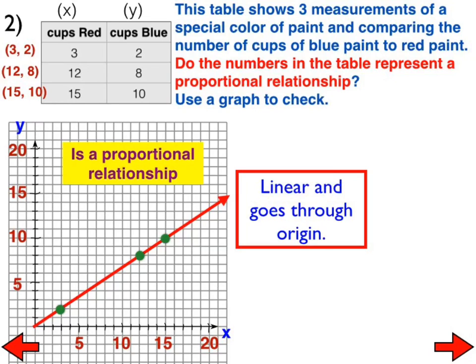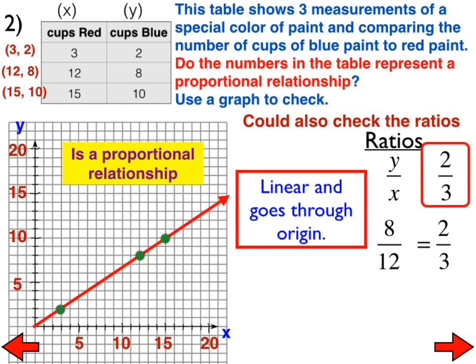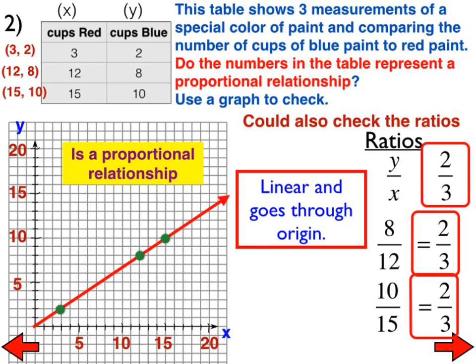We verify it with our ratios. So we have y over x, we have 2 over 3. That's already simplified. We have 8 over 12, that simplifies to 2/3. And we also have 10 over 15, that also simplifies to 2/3. And remember from yesterday, that means it's a proportional relationship, and the constant of proportionality, k, is equal to 2/3. All right, let's go to the next problem.